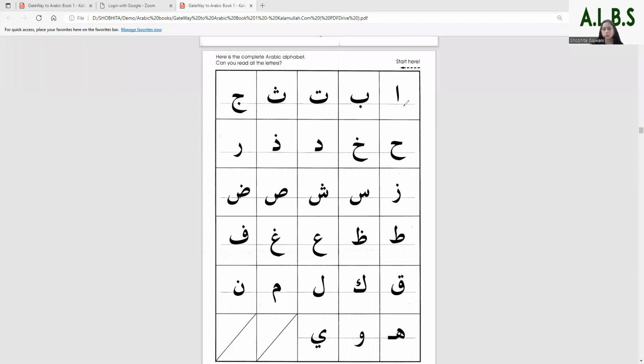This letter is known as Alif. You must have observed that in some of the books, the structure has this symbol at the top of it. This symbol is known as Hamza. Now the next letter is Ba.